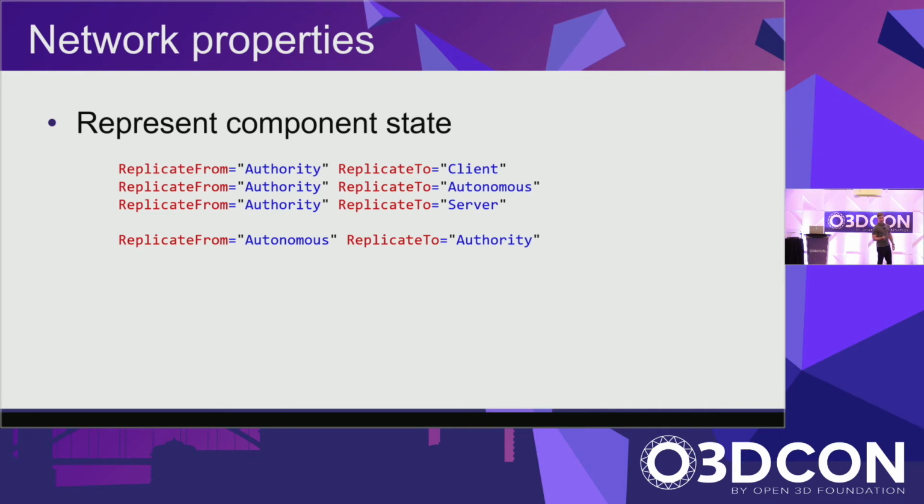That said, you can use it for very nefarious purposes. There's nothing stopping you from going into the transform component and making that replicate from autonomous to authority. And then you're effectively client authoritative at that point. If you do that, it's evil. You're going to get hacked, but it's possible to do, so I recommend you don't.